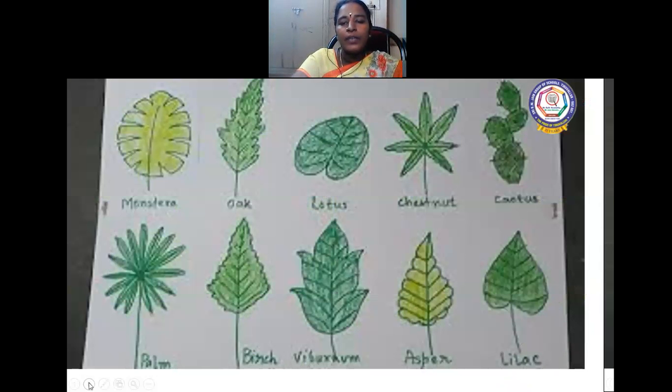And different plants have different types of leaf. Some plants have very small size leaf. Some plants have very broad size leaf. Let me see about structure of leaf.